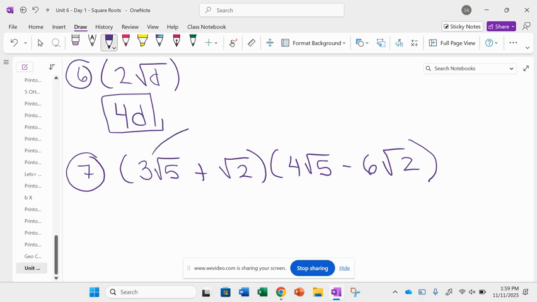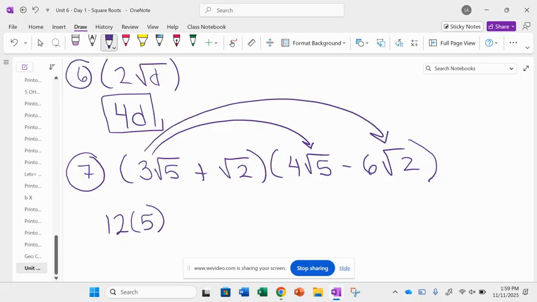So we're going to have 3 root 5 times 4 root 5, which is going to give us 3 times 4 is 12. Root 5 times root 5 is 5. Then we have 3 root 5 times a negative 6 root 2 gives us a negative 18 root 10. Am I done? No. Now we have to double distribute that root 2.